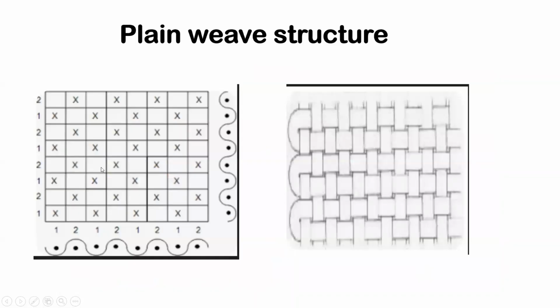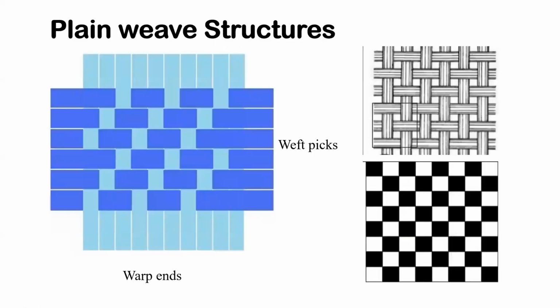So this is the plain weave. This is how we construct the plain weave. The big dots here represent the warp yarns. You use the weft yarns to interlace up and down. That's what you can see here. So you start from here, up, down, up, down, up, down, then you go back and come again, just like you're weaving a basket.